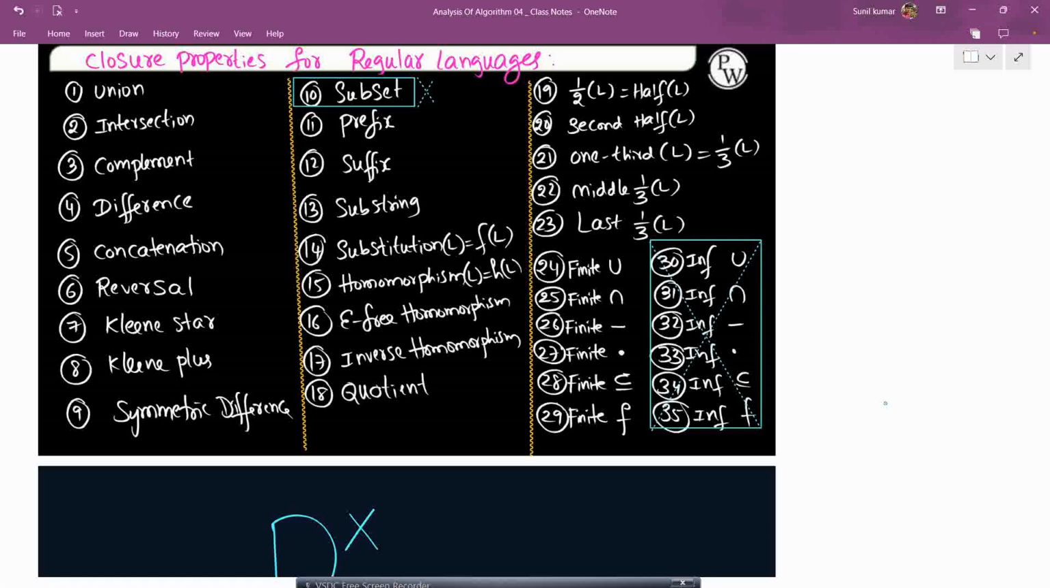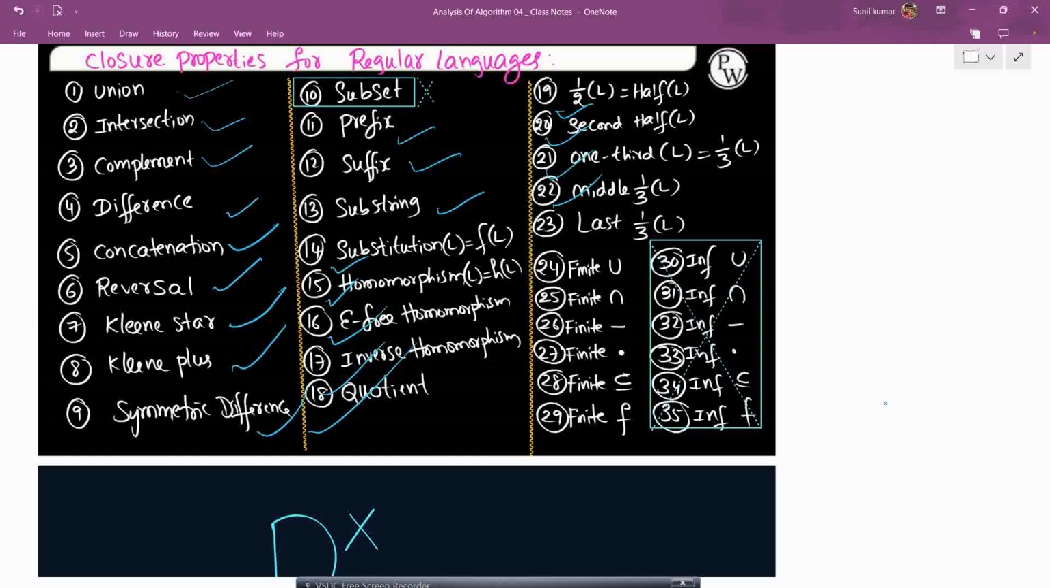So finite and infinite is done. We are here at regular. Union, yes. Intersection, yes. Complement, closed under. Difference, closed. Concatenation, reversal, Kleene star, Kleene plus, symmetric difference. But subset is not here. Prefix, suffix, substring, substitution, homomorphism, epsilon-free homomorphism, inverse homomorphism, quotient, half of L, second half of L, one third of L, middle, last one third of L.